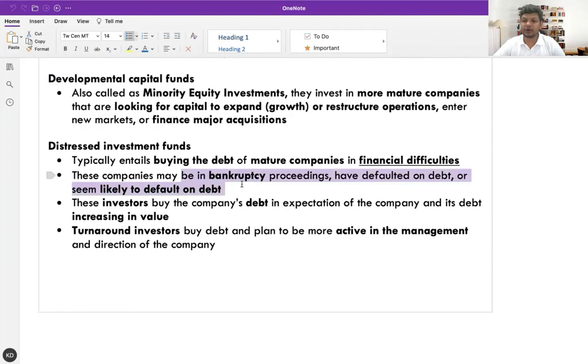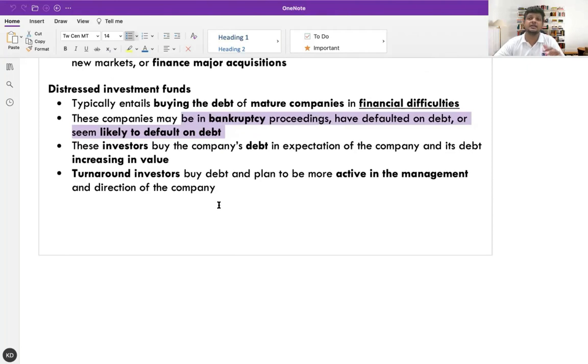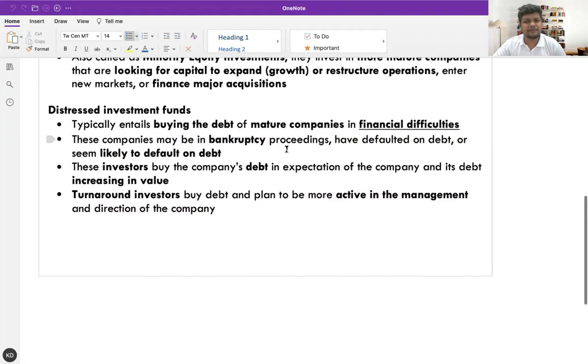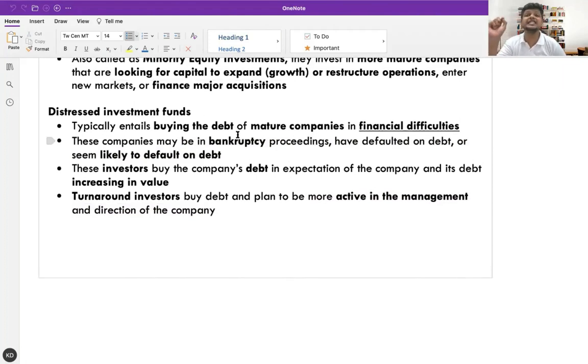This company may be in bankruptcy proceedings or may have defaulted on its debt, or have a likely chance to default. The investor buys the company's debt in expectation of the company's turnaround. What are we expecting here? That the company's debt will be paid off in the future and we'll be turning it around. And basically the company's value will increase because of the features that they may bring into the company, right? Turnaround investors buy debt and plan to be more active in the management and direction of the company. So most of the time, this type of investment is done by strategic investors. What are strategic investors? Those who are experts in the particular sector. Are you getting my point?